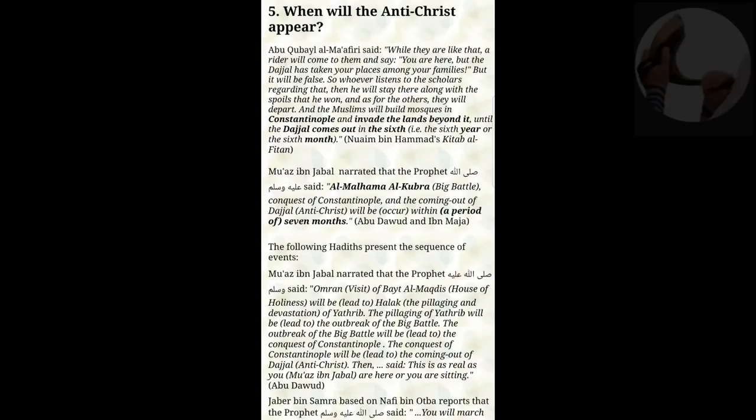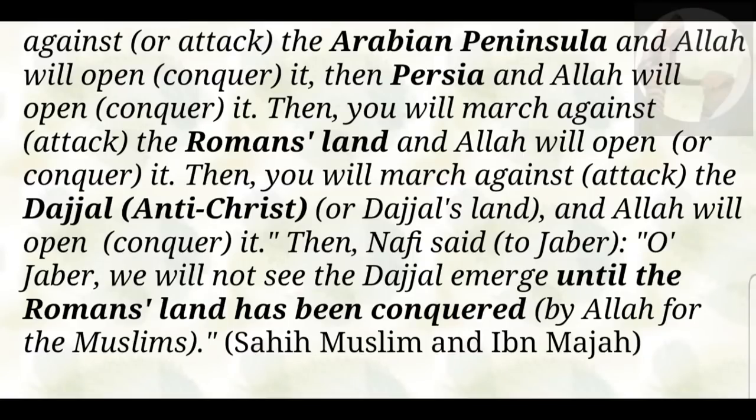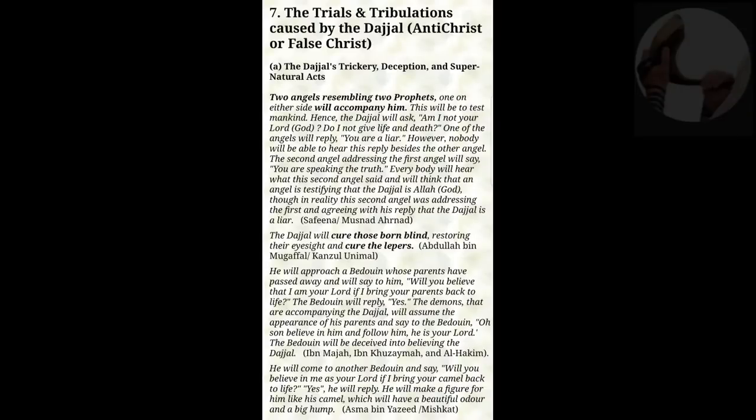So it tells you more. Basically, Yeshua is their Dajjal, Al-Masih Dajjal. They portray our Yeshua as the Antichrist. Okay? And then they tell you, of course, how the Dajjal will be killed. It tells you about the tribulation, the trials and tribulations caused by Dajjal. Okay? It tells you about this deception that they will bring.